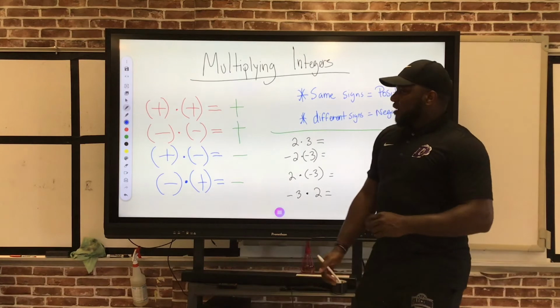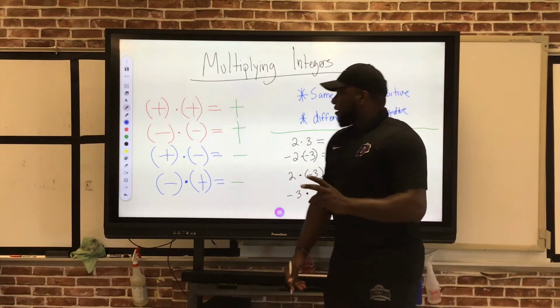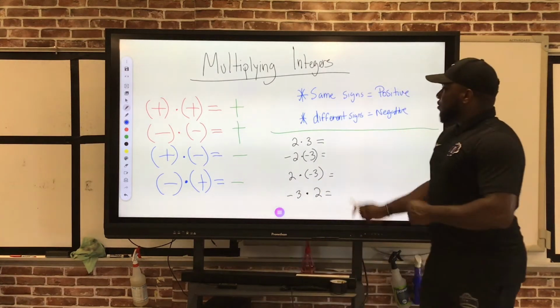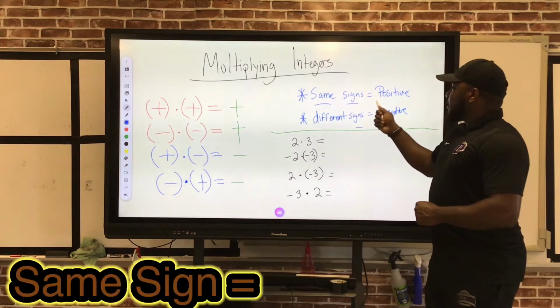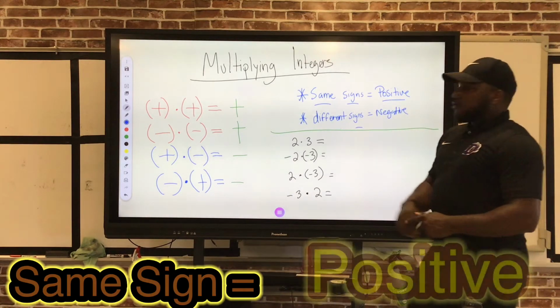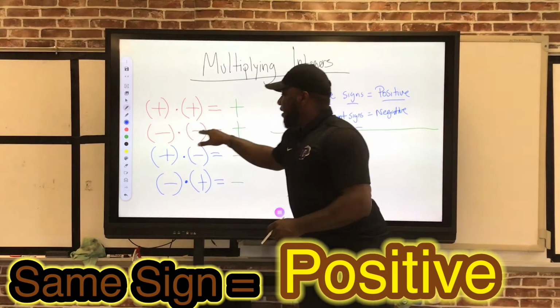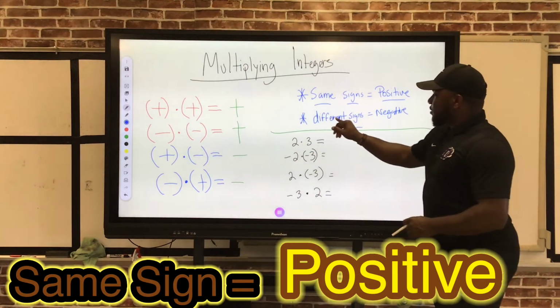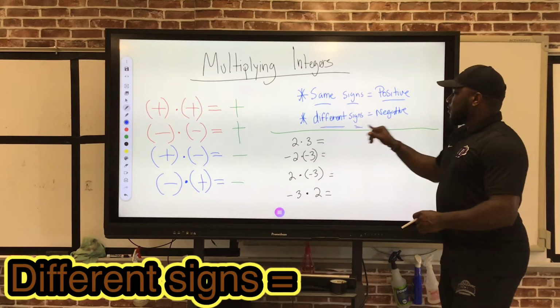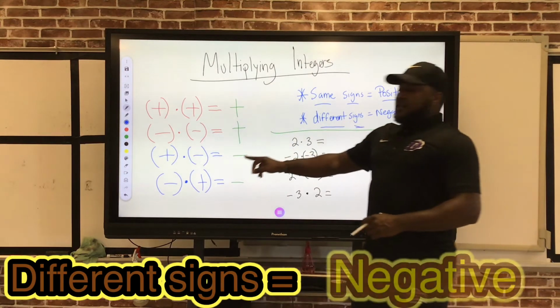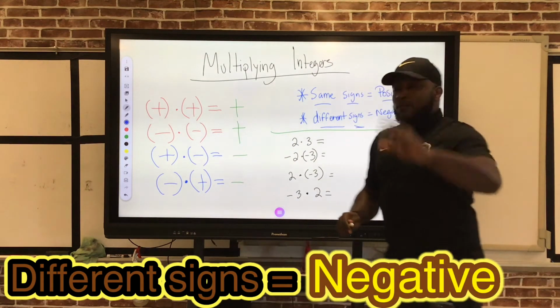negative, all right? So that looks hard, so let me break it down for you. Whenever you have the same sign, your answer is going to be positive. So as you can see, positive and positive give me a positive. Negative and a negative give me a positive. Whenever your signs are different, you're going to have a negative, okay? So let's take a look at what that looks like.